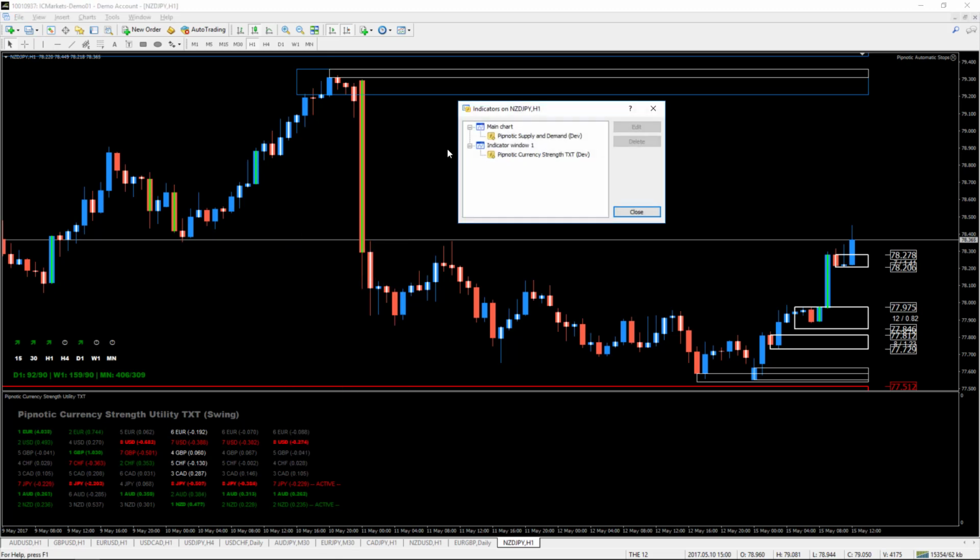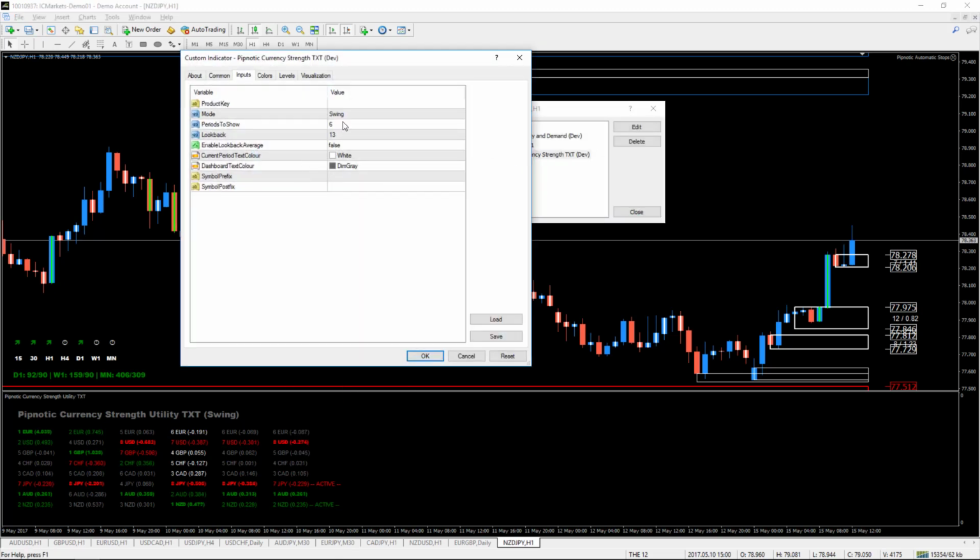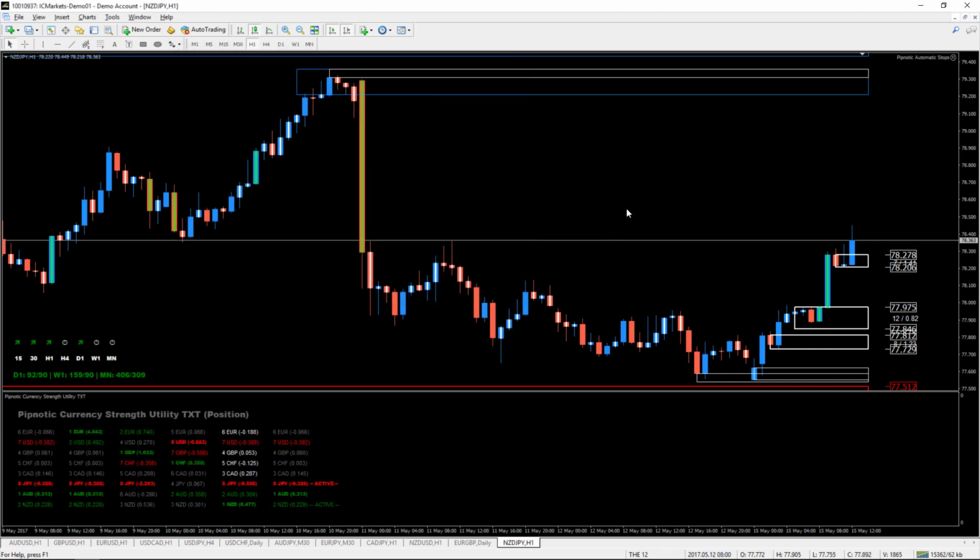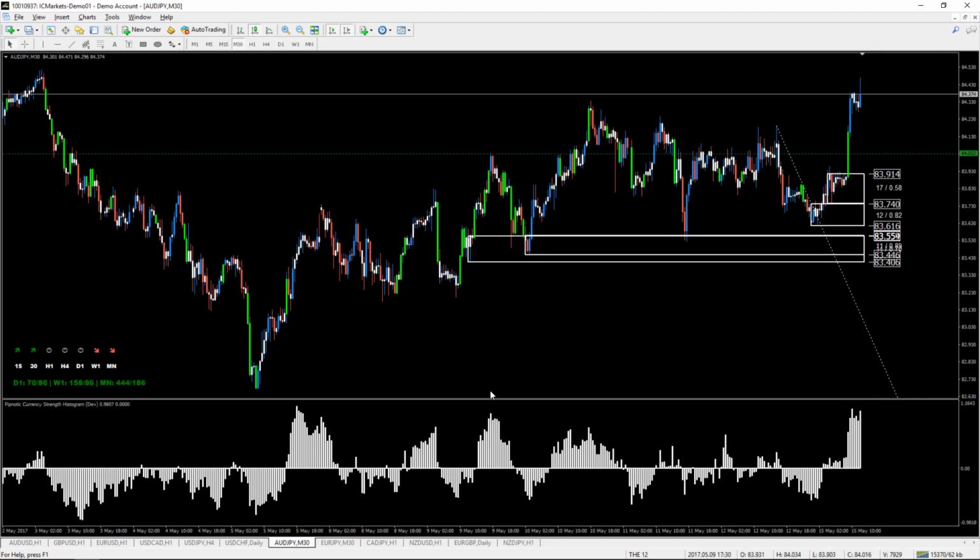Let me change the configuration here so we're looking at the good stuff. Position trading. Okay, this is nice. You can see now we see the really good stuff. This is the monthly, whopping monthly, weekly, daily. So you can see the Aussie Japanese yen is still a really nice buy.